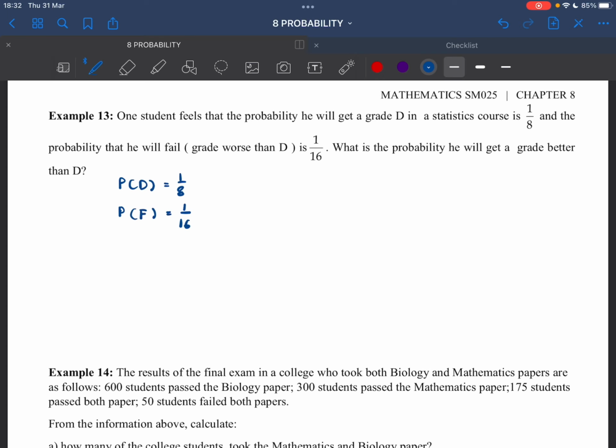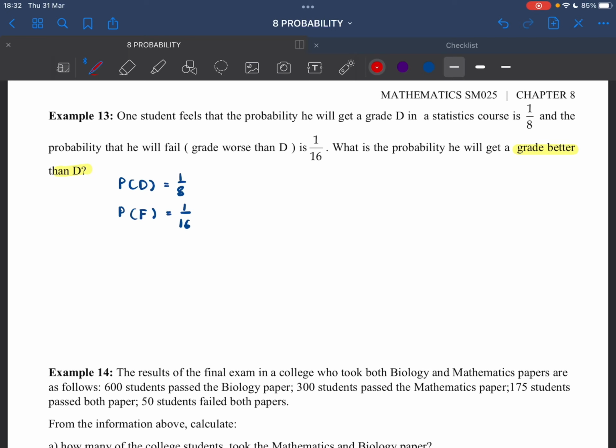If the student gets grade D, obviously he will not fail. If the student fails, obviously he will not get grade D. So this is a mutually exclusive event. Sometimes the question will tell you that it is a mutually exclusive event. So what we want here is, what is the probability that he will get a grade better than D? Grade better than D. So what does it mean by that?